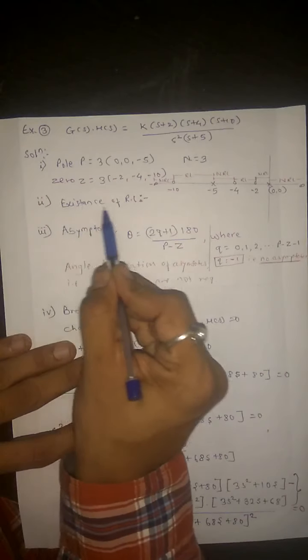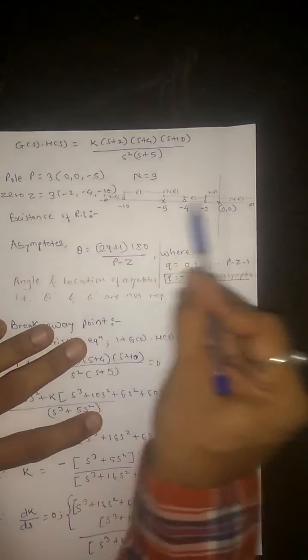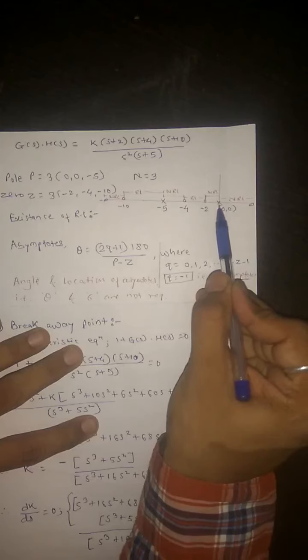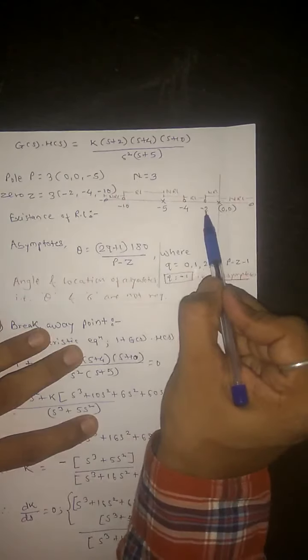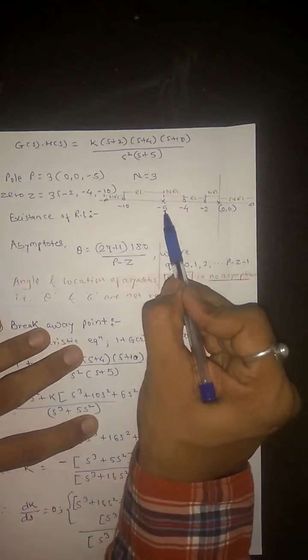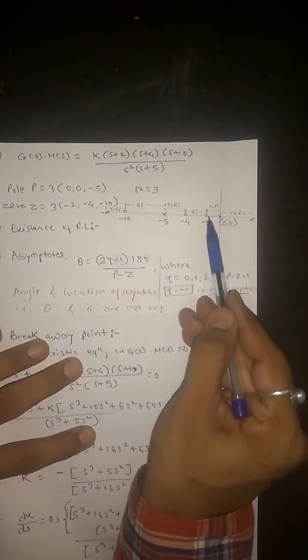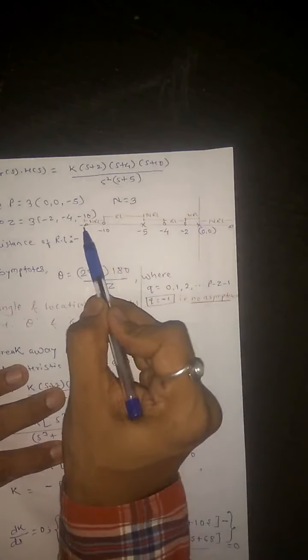Now the next step is about the existence of root locus. For existence, I have drawn the S plane here and marked all the poles and zeros on it. At origin, 2 poles, 0 and 0, for s square. Then minus 5 is the next pole. Then the zeros: minus 2, minus 4, minus 10. For existence, we start our region from infinity and end at minus infinity.